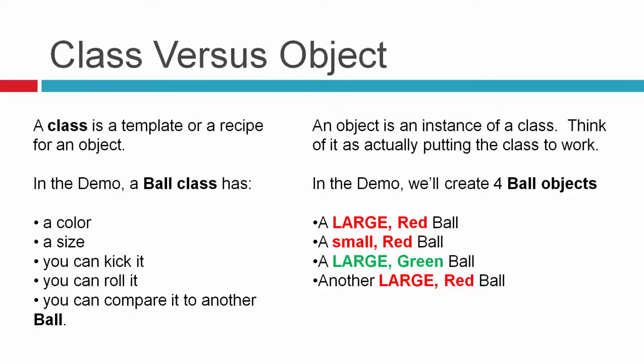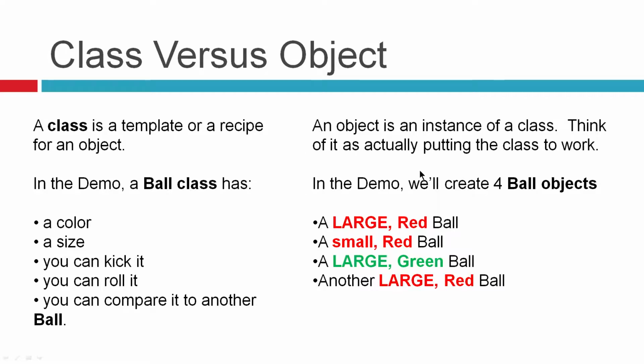This video is to cover the difference between a class versus an object. A class is a template or a recipe for an object. In the demo that we're going to go through, a ball class has things like a color, a size, you can kick the ball, you can roll the ball, and you can compare it to another ball.